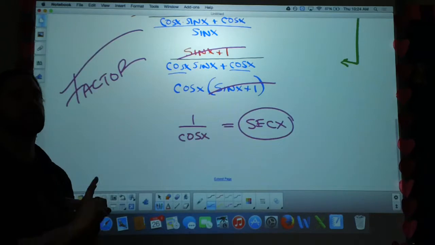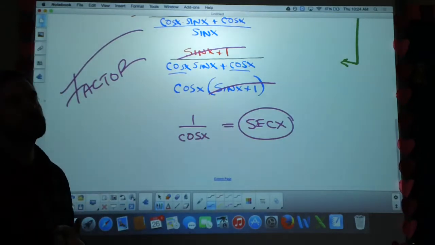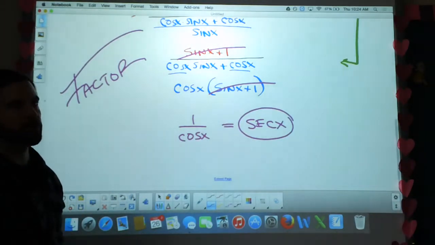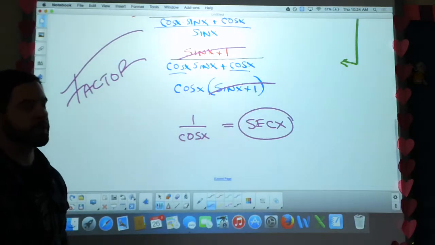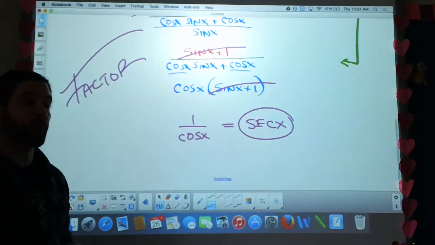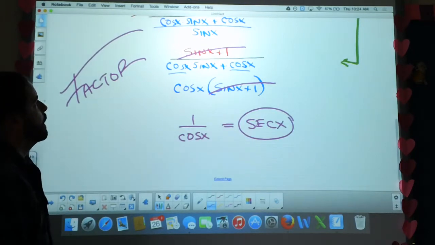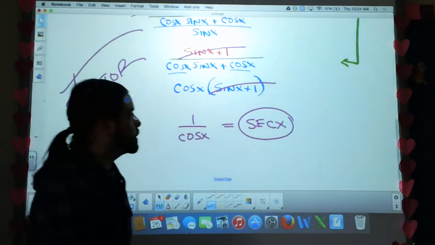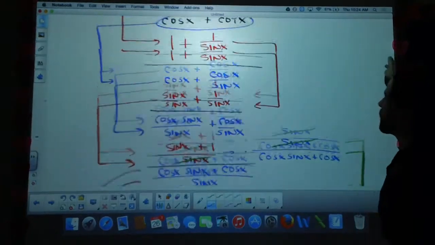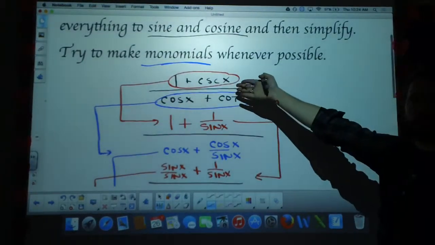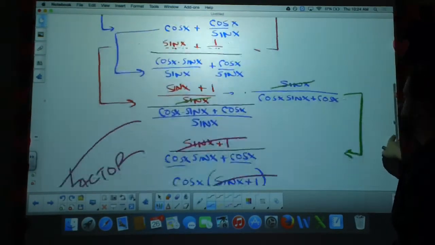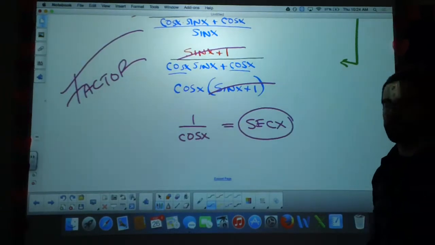Make them into sines and cosines, add fractions together, try to get monomials where you can, and then reduce. Remember that if you see a square, think Pythagorean identities. That is a simplification problem. That's a problem where you start with an expression and you are trying to make it as simple as possible.